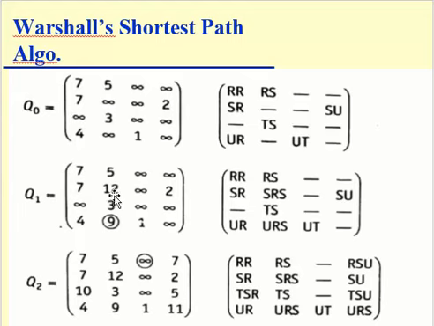No, this is S to S only. S to S. Now it is saying that Q1. Now what's the meaning of 1 over here? 1 means your V1 node. V1 node is your R node.